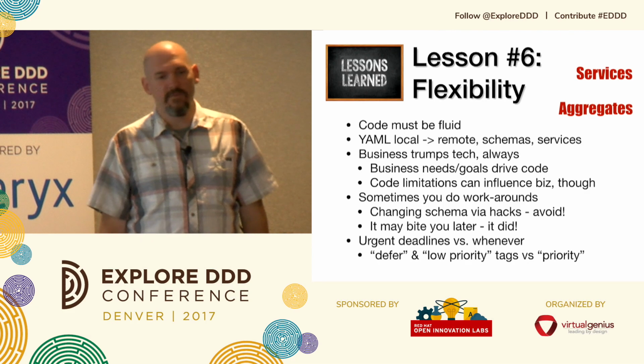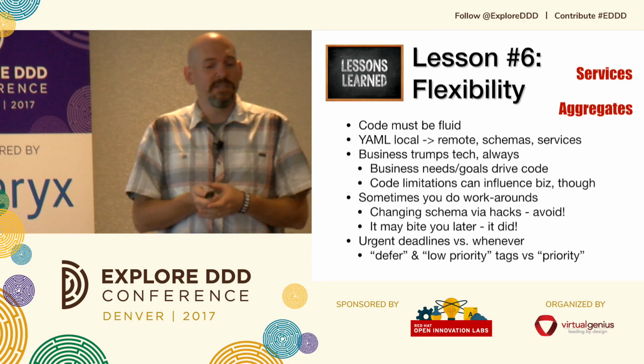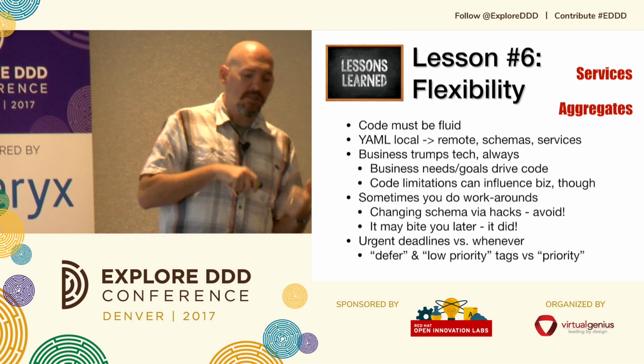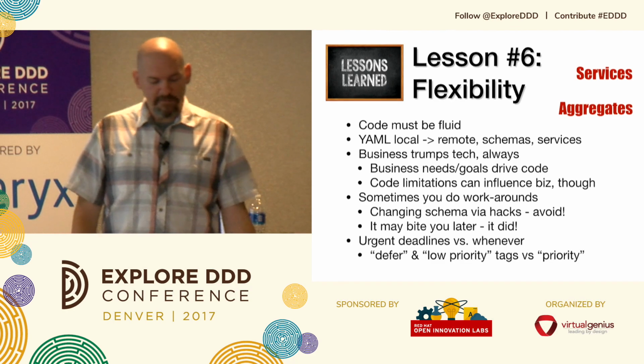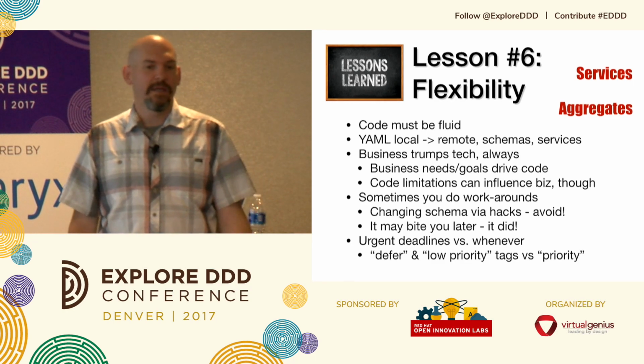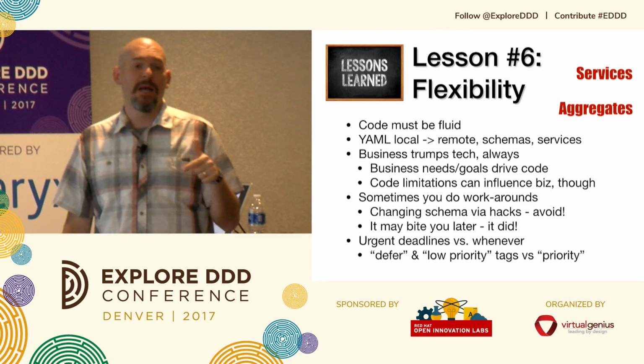And so sometimes you make choices where you say, this is going to work to get us through. Other times you say, no, we need to go back and actually change our schema at an earlier step. And then another thing that was really useful is we defined different tags for our GitHub issues, whether to defer something or declare it as low priority or high priority.